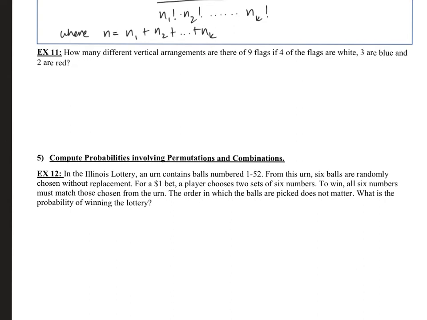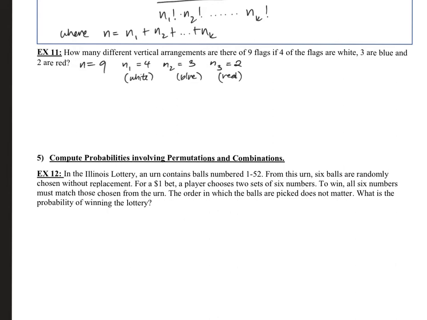Alright, so because these are non-distinct items and the order does matter, we're going to use a formula for finding the number of permutations. So what are we trying to find? Well, we have n equals how many objects? Let's see, 9 objects. Of which n sub 1 is going to be the 4 flags that are white. N sub 2 is going to be the 3, which are blue. And then n sub 3 is going to be the 2, which are red. So I'll go ahead and put this in parentheses. We have the white, blue, and red.